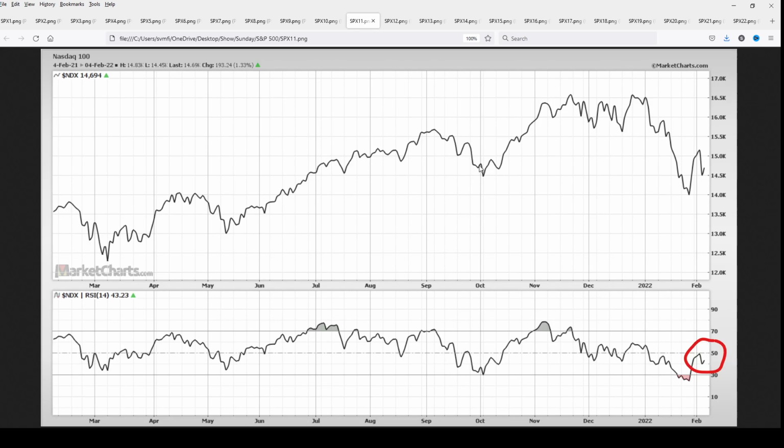Let's take a look at the relative strength indicator. Same story as the S&P 500. Went from oversold, couldn't get through 50. Now it needs to get through 50 to really validate this trend, and it's not, again suggesting perhaps another retest of 14,000 coming on the Nasdaq 100.